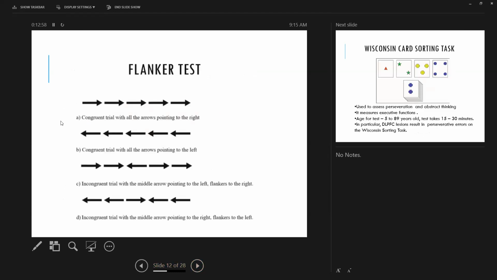This is the flanker test, with the arrows pointing in the same direction. Congruent trials with all arrows pointing to the right. Congruent trials with all arrows pointing to the left. And this is the incongruent trial with the middle arrow pointing to the left while all arrows are to the right. And in this, it is the opposite, an incongruent trial with the middle arrow pointing to the right and the flankers to the left.